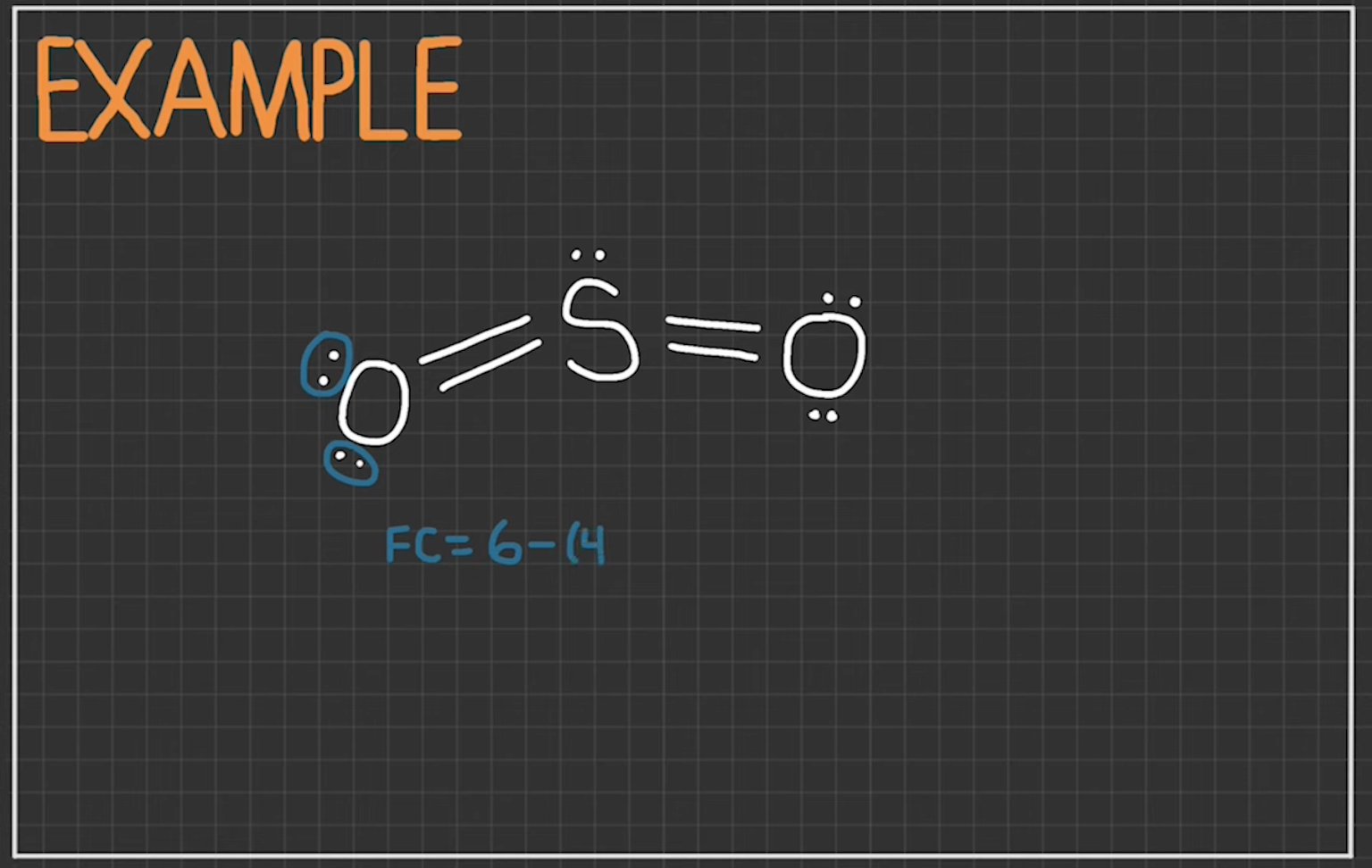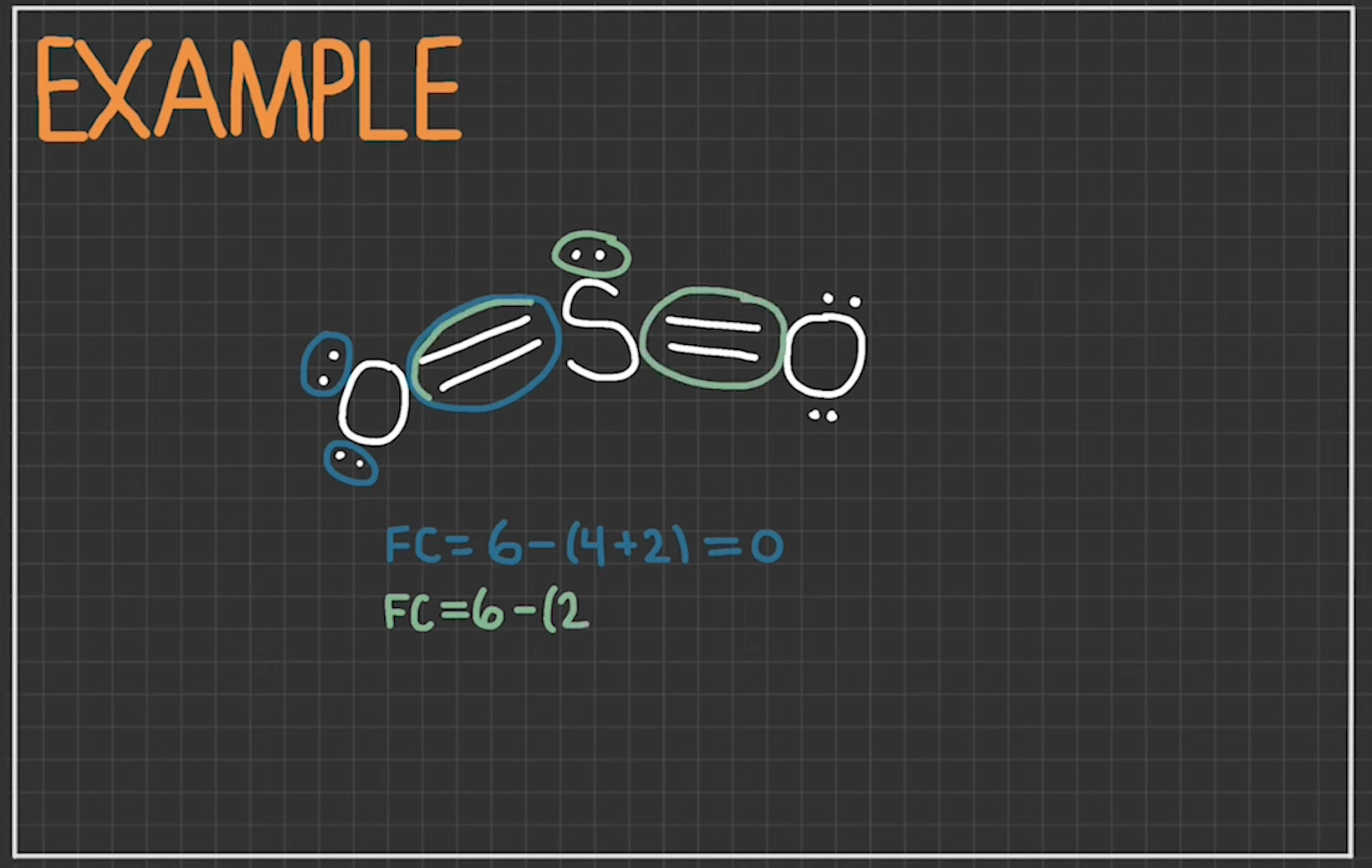So the number of valence electrons the oxygen atom has in its ground state is 6. So that's our first number. The number of lone electrons on it is 4, and the number of bonds is 2. So using the formula we have, 6 minus (2 plus 4), which equals 6 minus 6, which equals 0. So 0 is great, because as I mentioned earlier, we want to get the formal charge on atoms as close to 0 as possible.